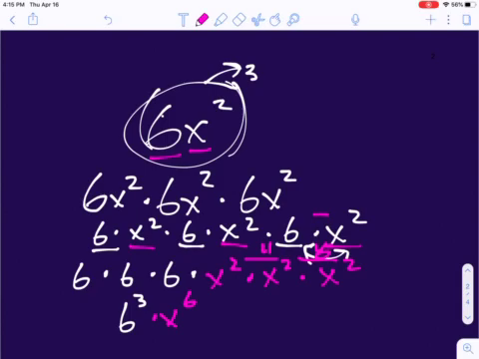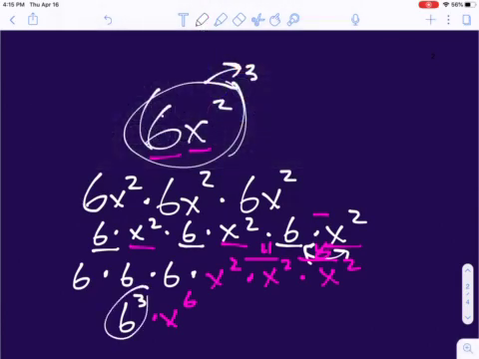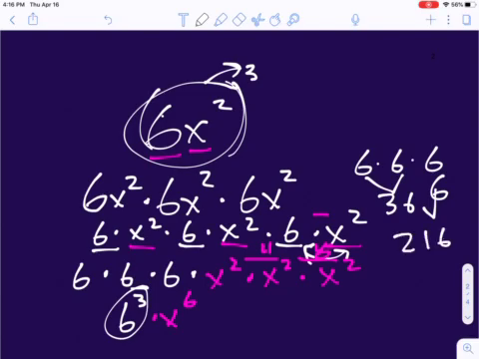And then the last thing I would want to do if I were going to make this entirely correct is evaluate 6 to the third and figure out what it is. So 6 times 6 is 36. Sorry, I was using very imprecise language there. And then 36 times 6 is 216. So my finished answer would be 216 x to the 6th power.